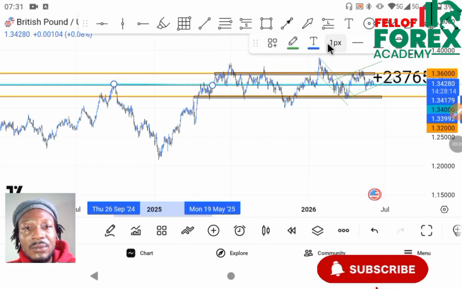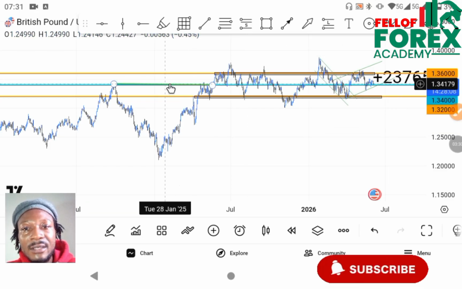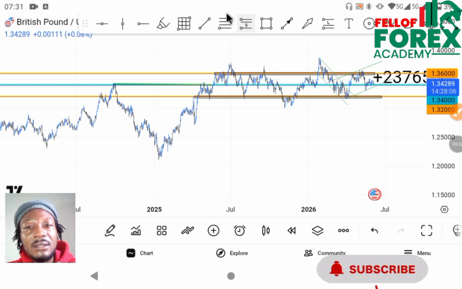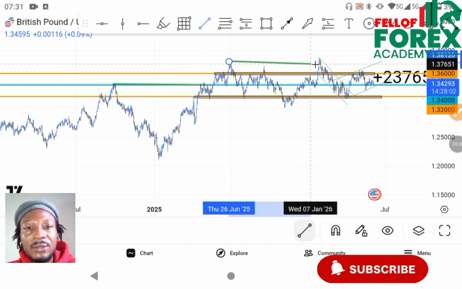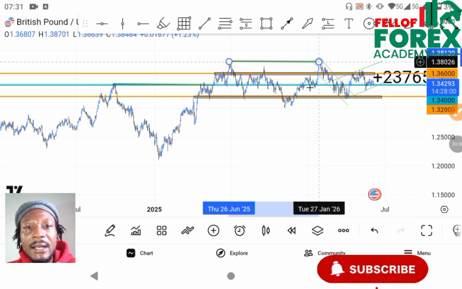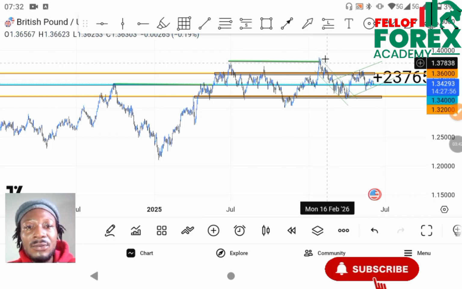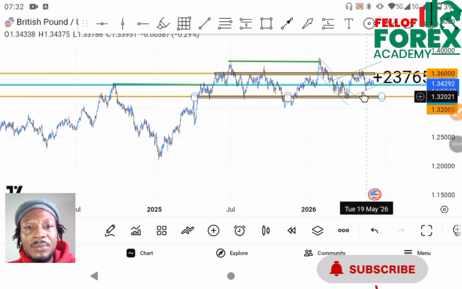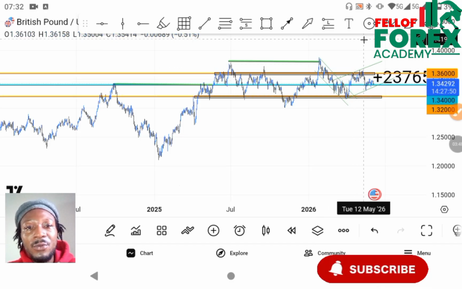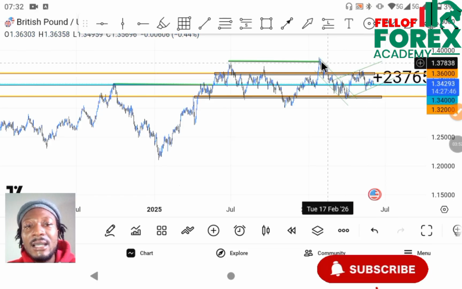Okay, so let me increase the size. So this is the first break of structure around this zone. It's the second break of structure, and since then price has neither taken out the lows nor the highs, which means this could be a little pullback for price to continue moving to the upside, which price has started moving to the upside, according to the daily.